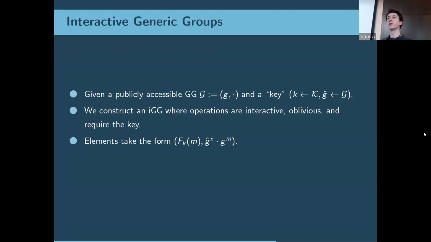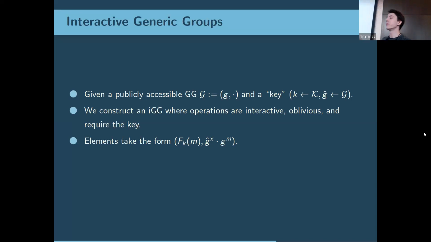So just as an OPRF is an interactive version of a random Oracle, we construct an interactive version of a generic group. In this case, Bob holds a key, which is a pseudo-random permutation key, along with a new generator in the public generic group. Since we're compiling from a public generic group to an interactive protocol, we still have access to this public generic group. So we sample a new generator for that group and a key to a pseudo-random permutation.